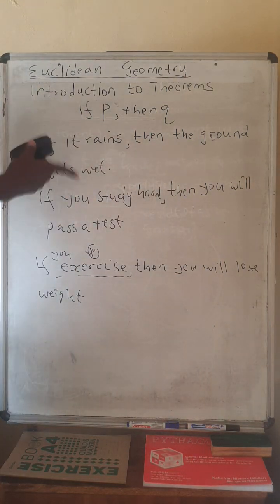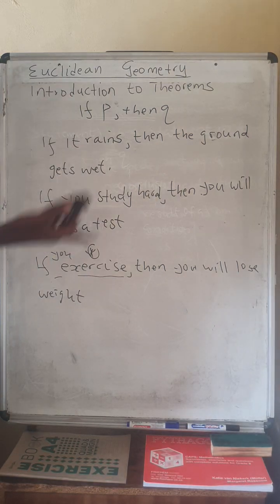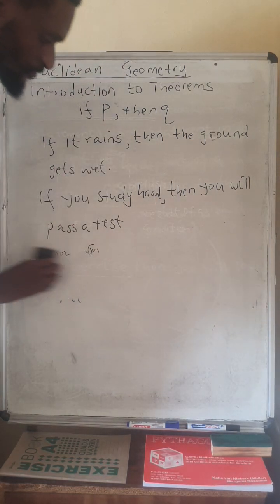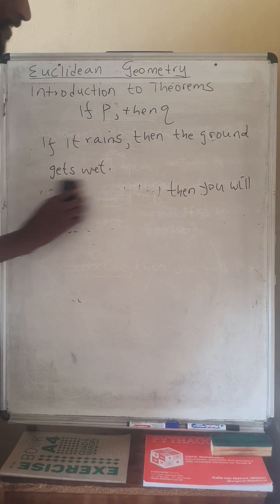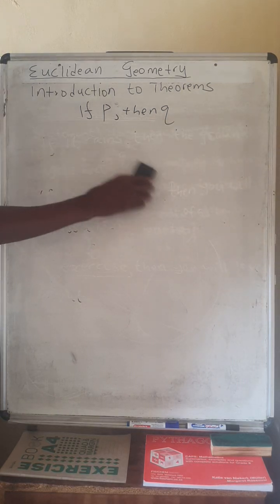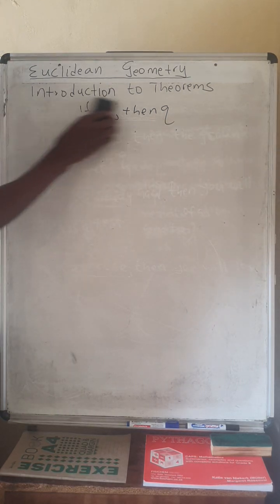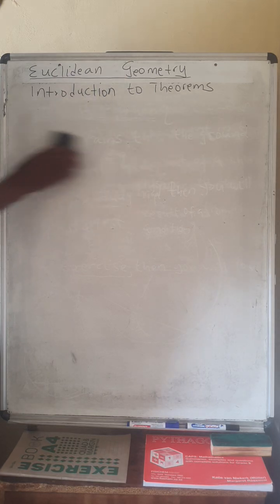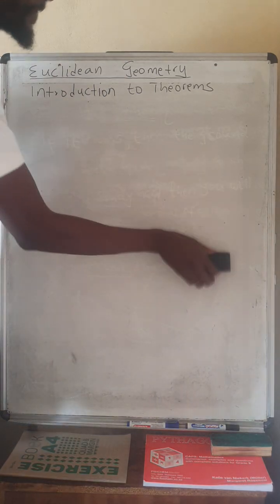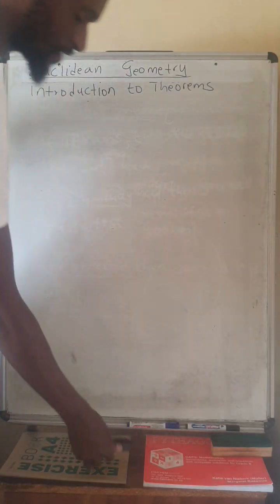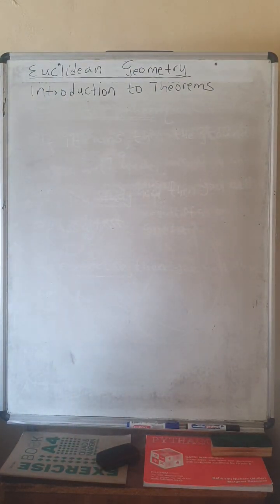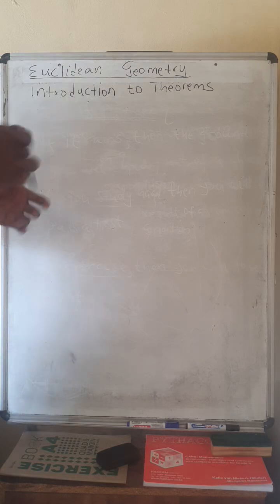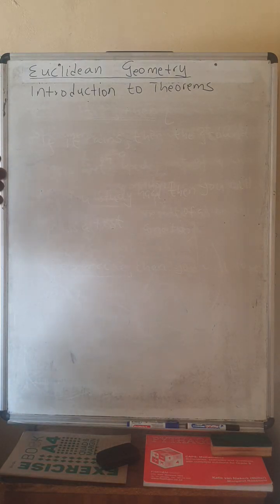So that's what I want you guys to understand. I'm just hoping that you understand what I'm talking about. So that is what a conditional statement is all about. Something must happen first so that something else can happen, and that which happened after becomes a conclusion. What you do previously or first becomes a condition. So let us now go to our theorem.